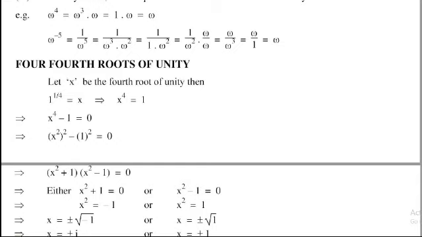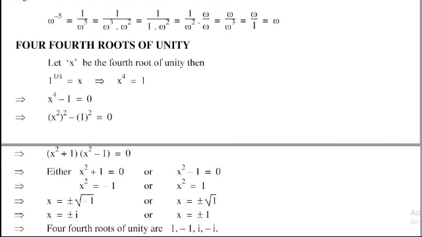Next, x square minus 1 is equal to 0. x square minus 1 is the formula of a square minus b square, which can also be opened in the form of (a minus b) into (a plus b). Or x square is equal to 1. Taking square root on both sides, the square root cancels the square, so x is equal to plus minus square root of 1. The square root of 1 is equal to 1, so x is equal to plus minus 1.